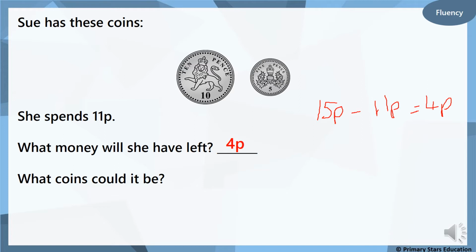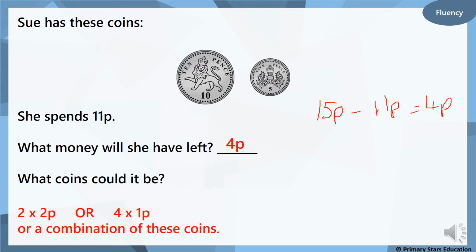What coins could she have? Think about the coins that make 4p. She could have 2 2p coins, or she could have 4 1p coins. She could have 2 1p coins and a 2p coin.